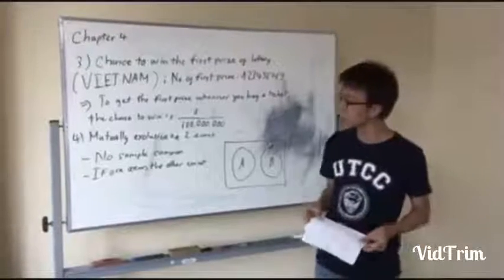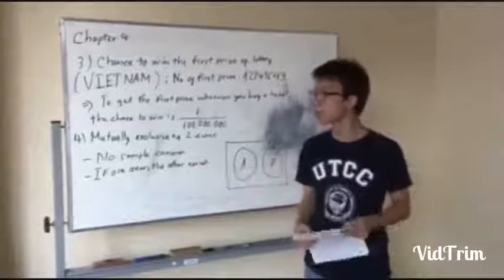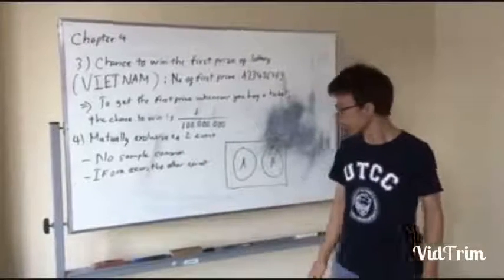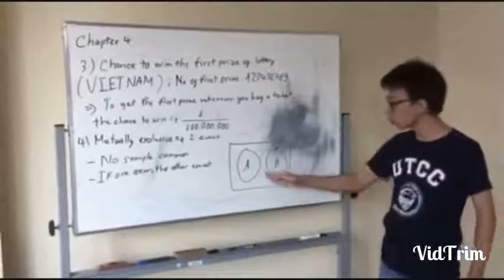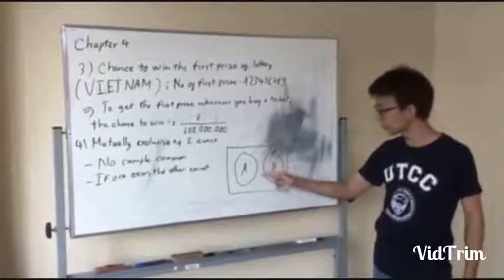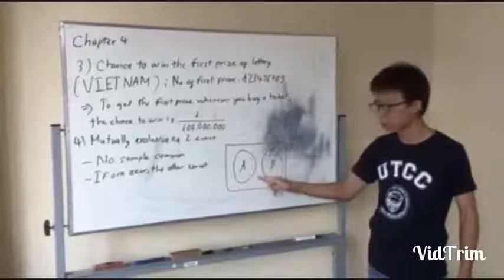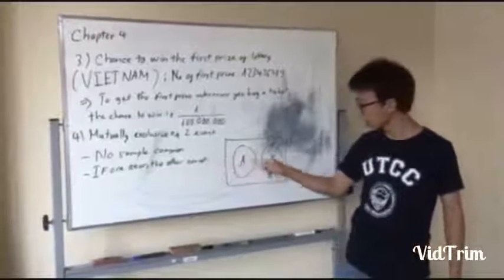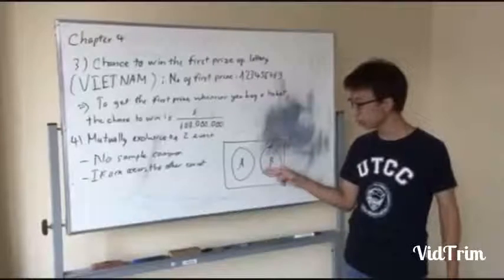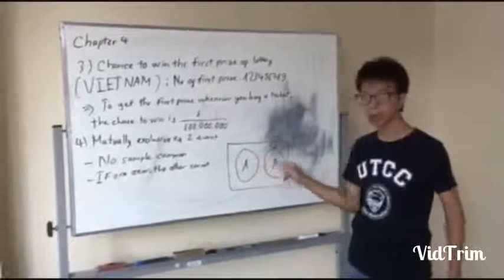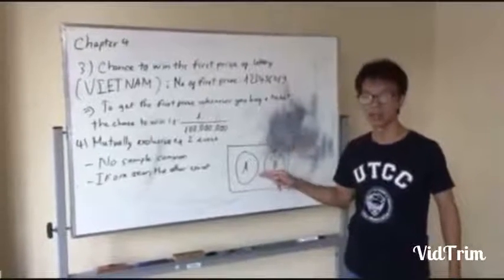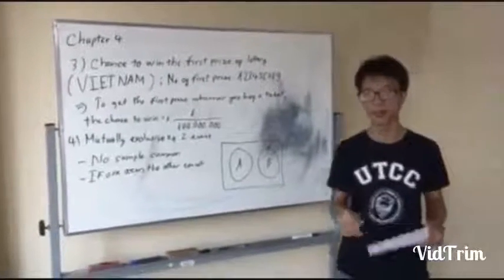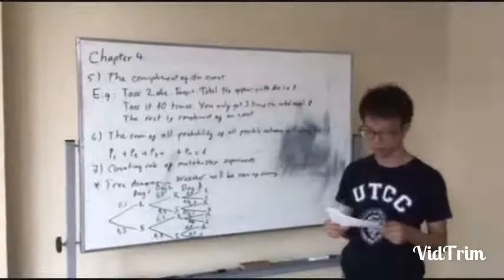And about question number 4, mutually exclusive events. As you see, there is no sample point in common between the 2 events. Also, if one event, A or B, occurs, the other cannot occur. Okay, I will continue my part.